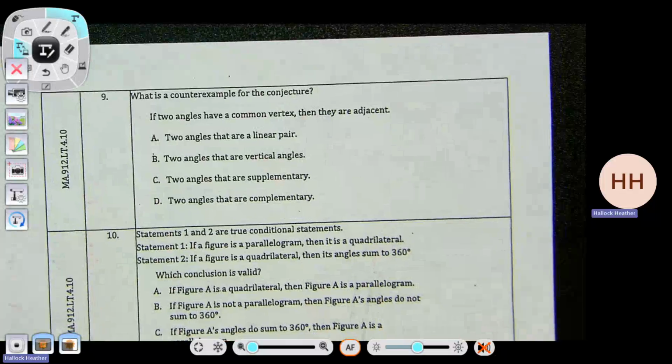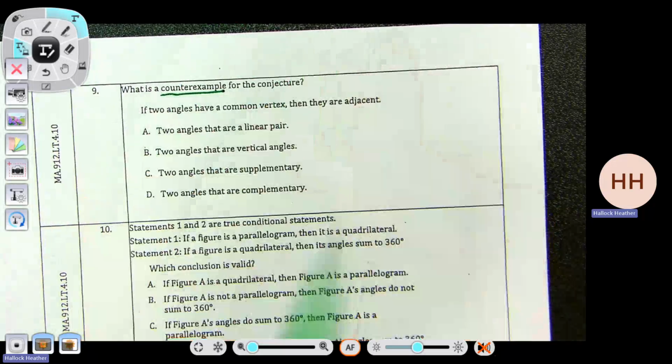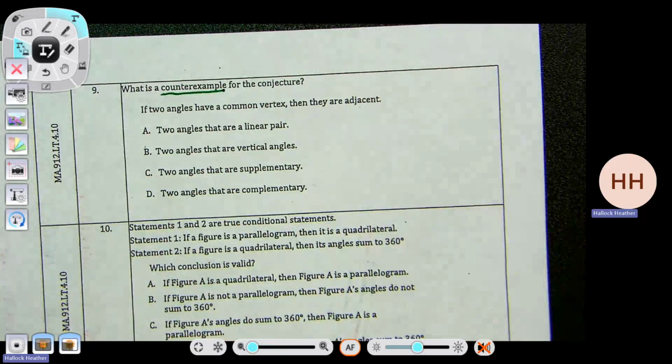Number 9 says what is a counterexample for the conjecture? So we're looking for a counterexample. So the statement is false. We need to prove why it's false. We need to use an example to prove that it's false.